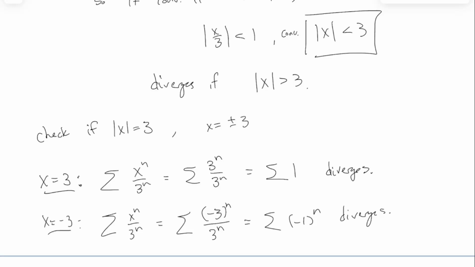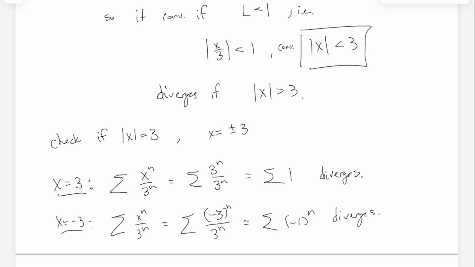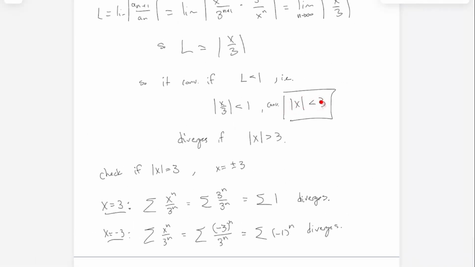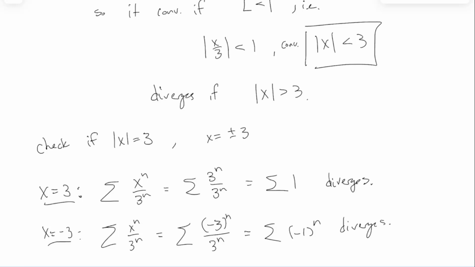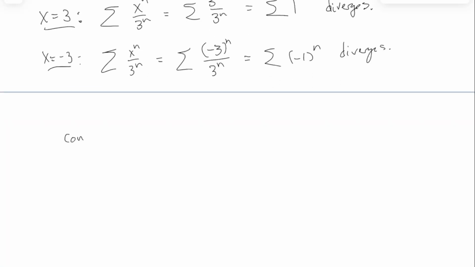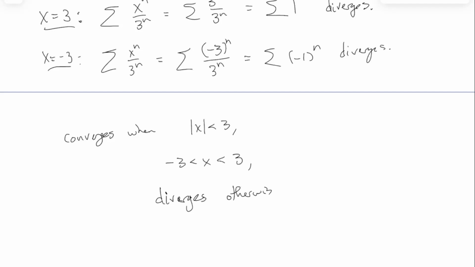There is no real rule for this. You really just have to check them individually and see what happens. So what's my final answer to summarize everything? It converges here, and it diverges in all of these other situations. Here, meaning absolute value of x less than 3, I like to write as a triple inequality. It converges when the absolute value of x is less than 3, which is to say minus 3 is less than x is less than 3, and it diverges otherwise. There you go. This is how we do it.